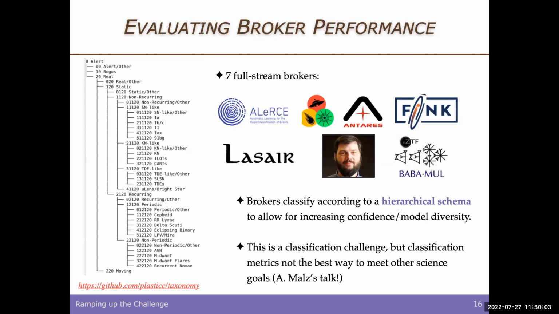But there's a hierarchical schema that's been developed by Gautam and Alex Maltz to evaluate the classifications of the brokers. And it's a hierarchical schema, as you might expect from real data, because sometimes we can only say if it's a periodic or a non-periodic source. Sometimes we can say what subtype of type 2 core collapse explosion it is. And so providing this kind of flexibility for the brokers, I think, allows for some model diversity and increasing confidence with additional alerts as they come in.